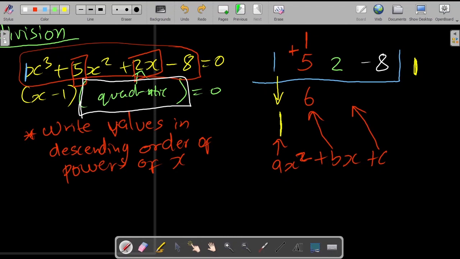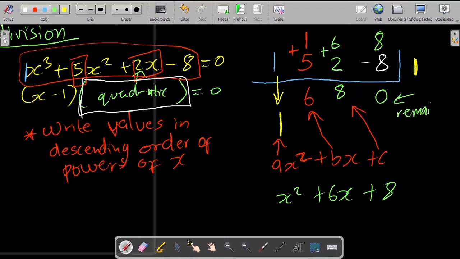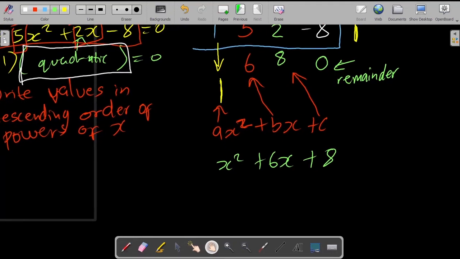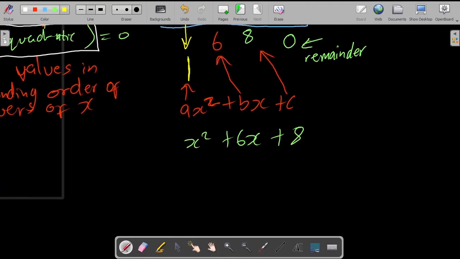Now we do the same thing. Take the factor, which is 1, multiply it by the 6 down here, which gives 6, put it up here and add it to the 2, and now you have 8, which is the value of C. So we now have x squared plus 6x plus 8. Finally, multiply 8 by 1, which gives 8, add it to minus 8, and it gives 0, your remainder. This is a much quicker method than the previous one, but we got the exact same answer.